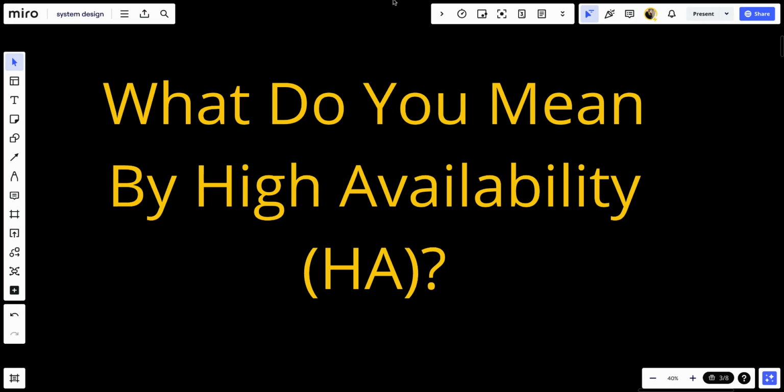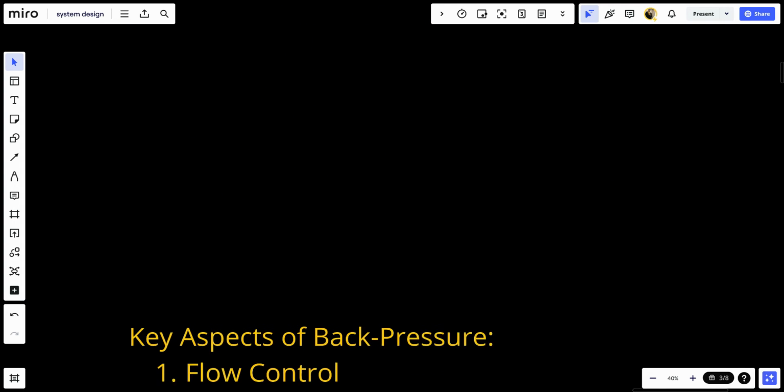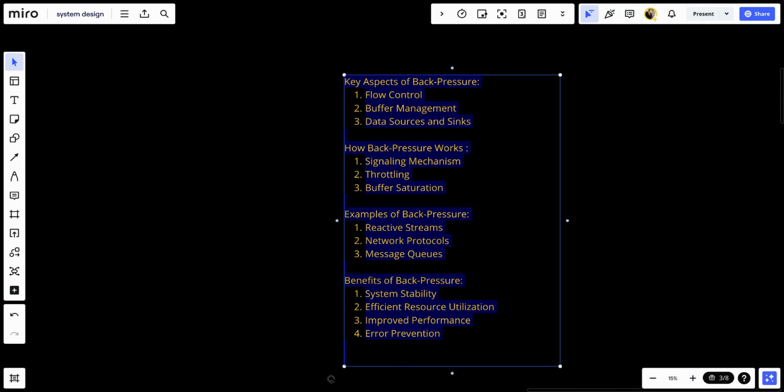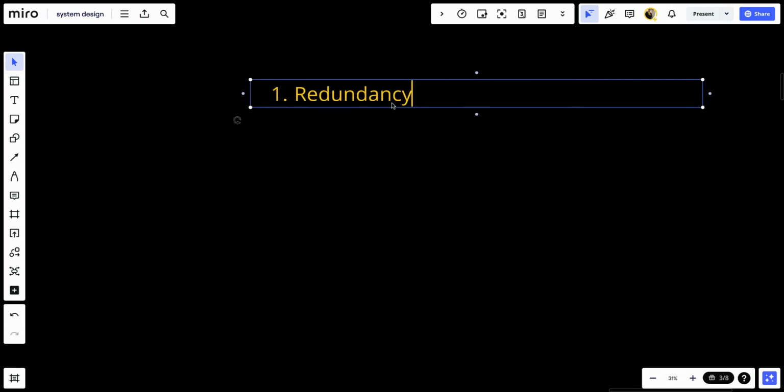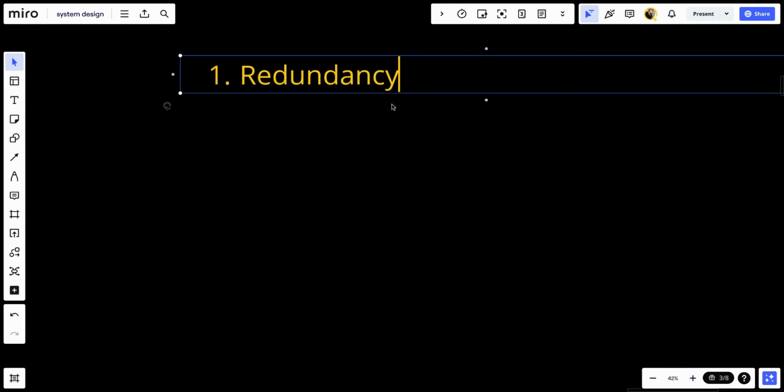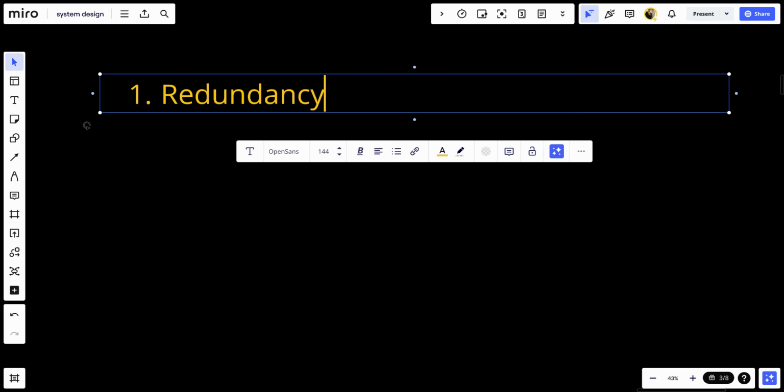Let's talk about some key concepts of high availability. The first thing that we will talk about is redundancy. Let's just give it numbers. High availability systems use redundant components and systems that can take over in case of failure. This can include duplicate servers, storage, and network paths.